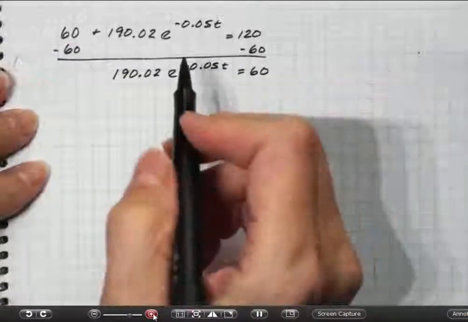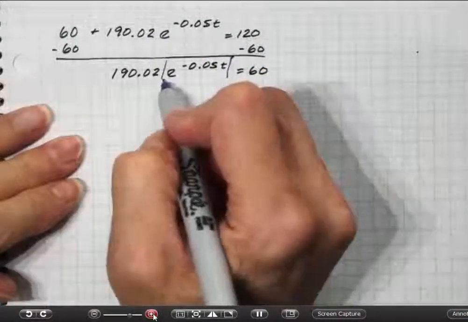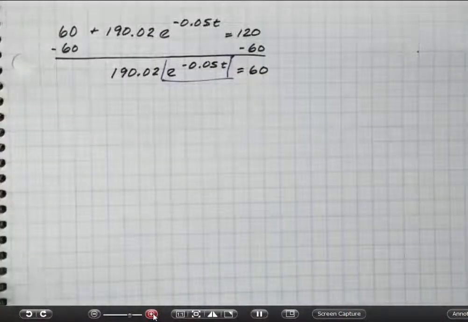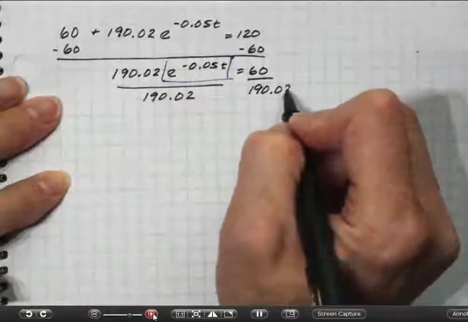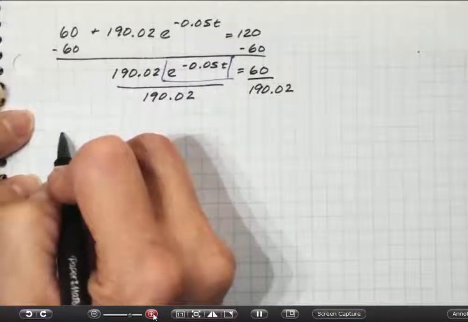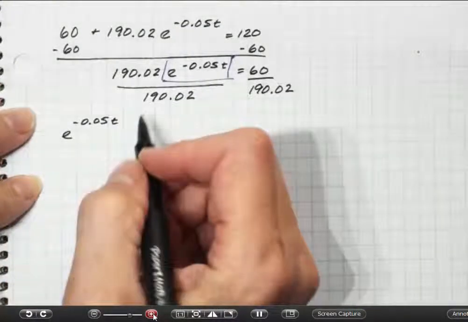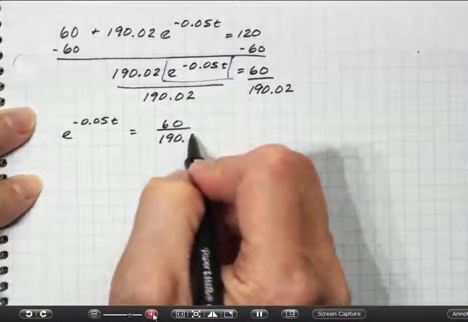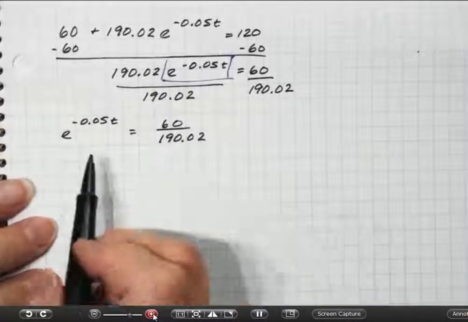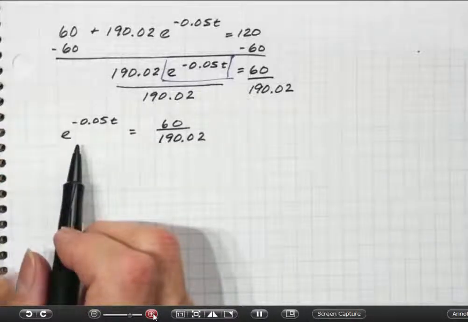And then you still want to get that exponential function by itself, so we're going to divide both sides by 190.02. Now I'm going to have the exponential function by itself: e to the negative 0.05 t is equal to 60 over 190.02. Now that we have the exponential function by itself, we can rewrite it in logarithmic form.